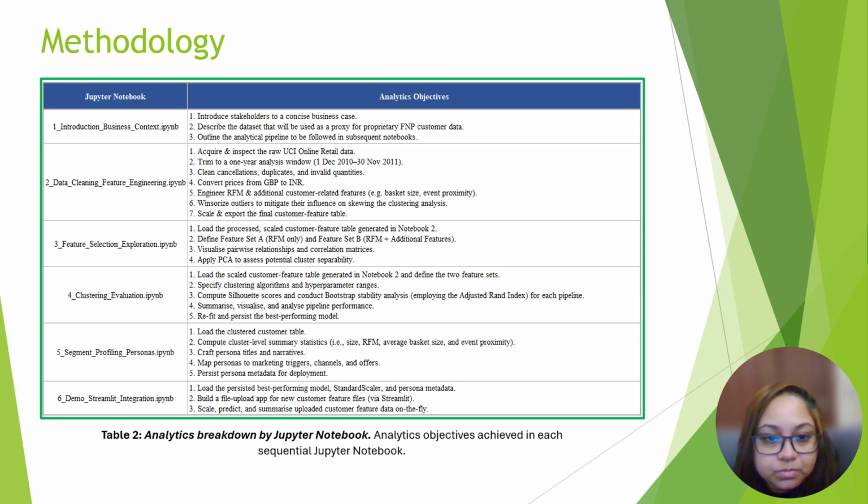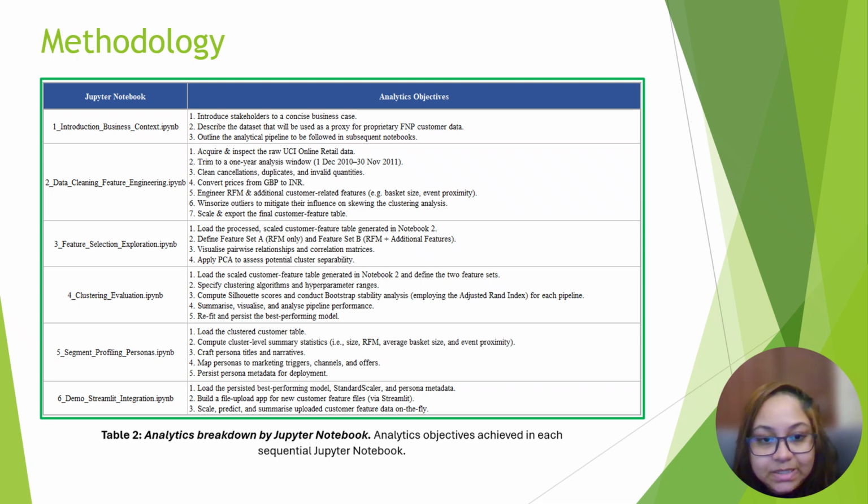So the purpose of this notebook was to introduce stakeholders to a concise business case, describe the data set that will be used as a proxy for proprietary FNP data, and outline the analytical pipeline to be followed in subsequent notebooks. The second sequential notebook involved data cleaning and feature engineering.